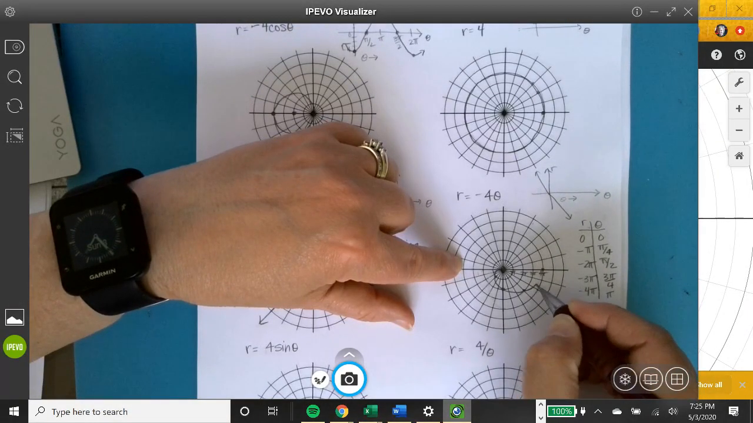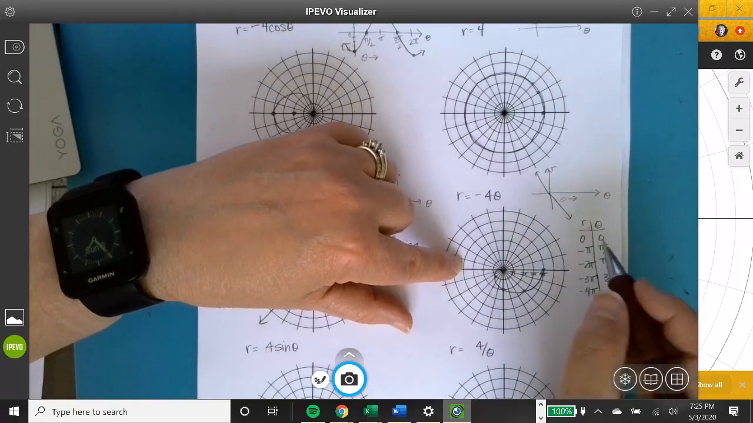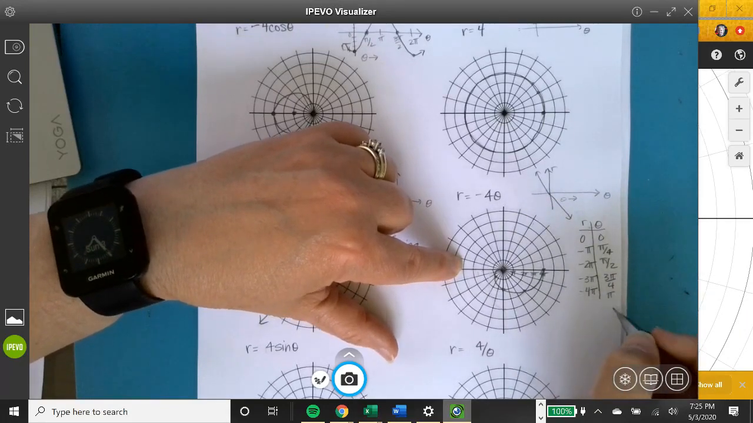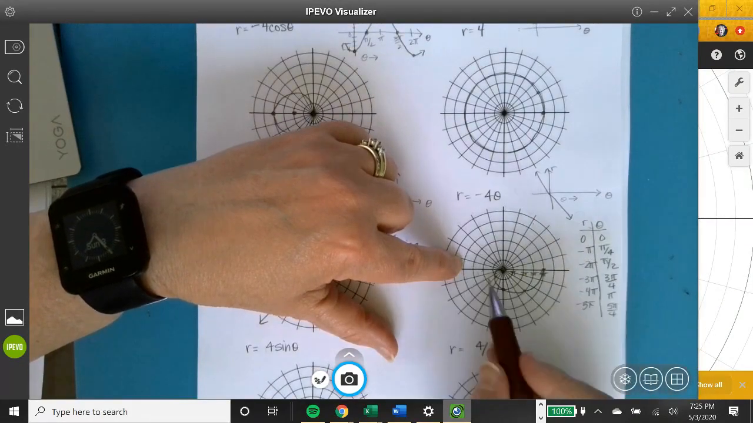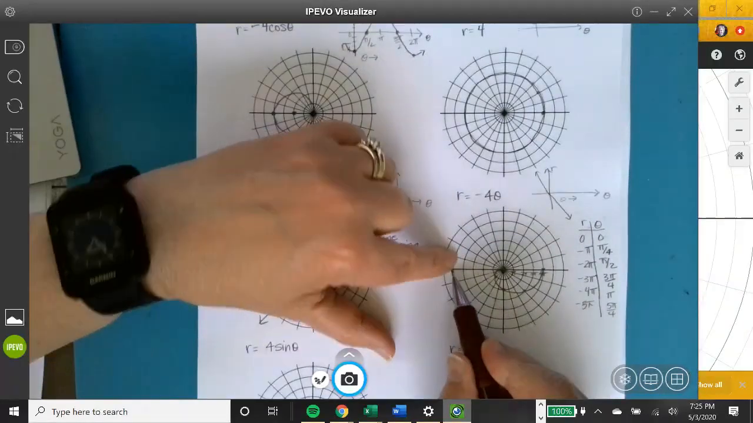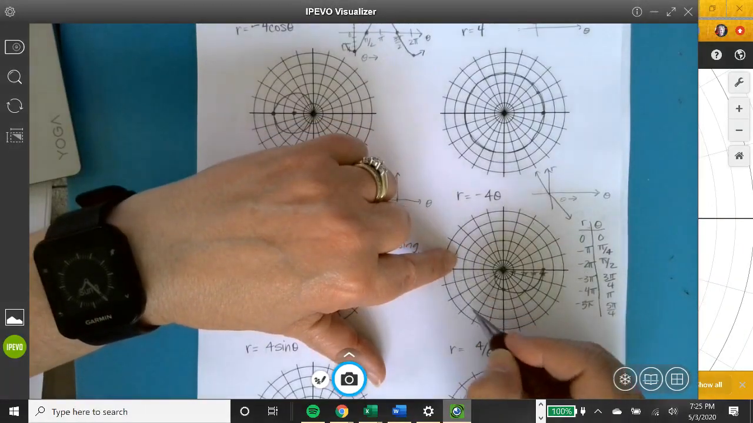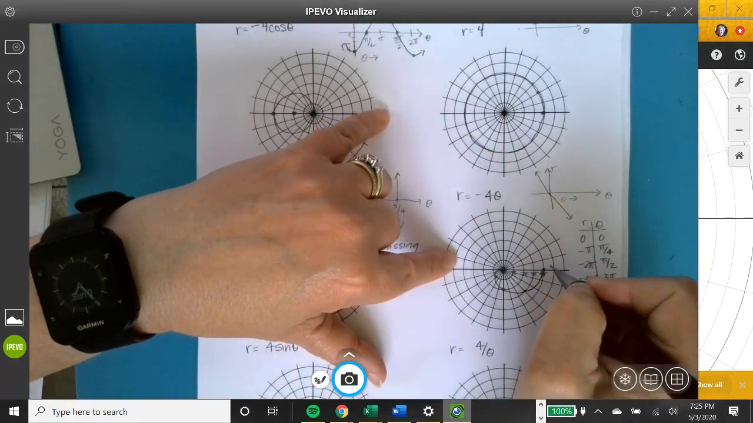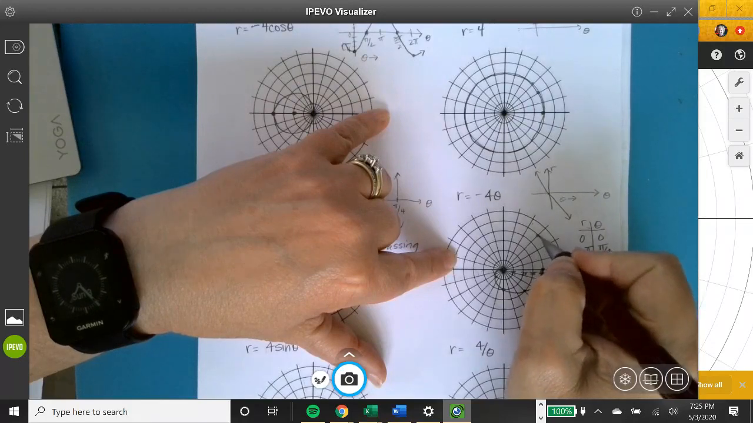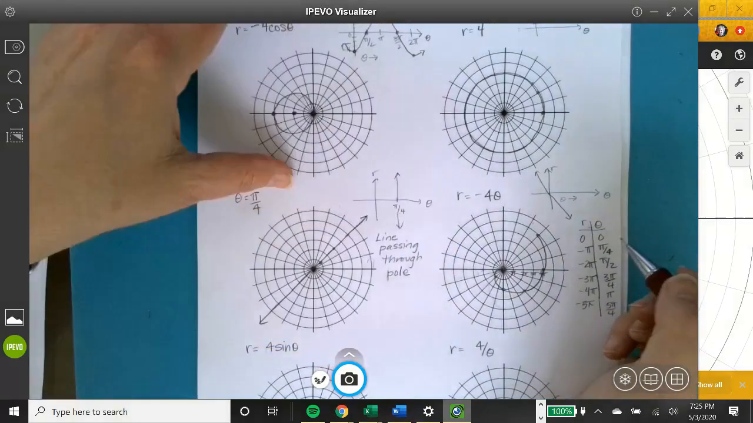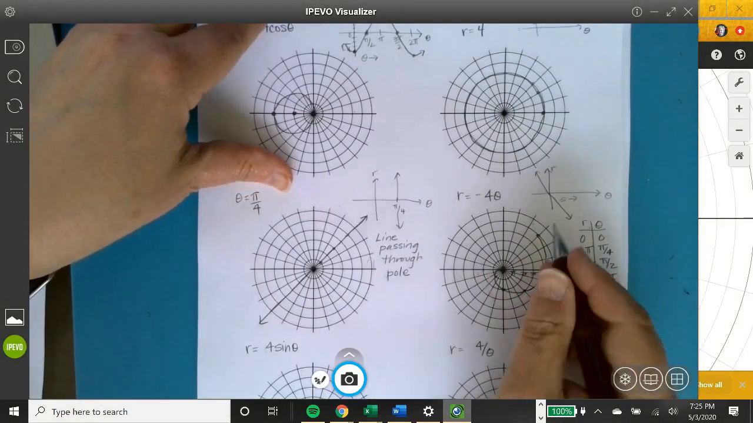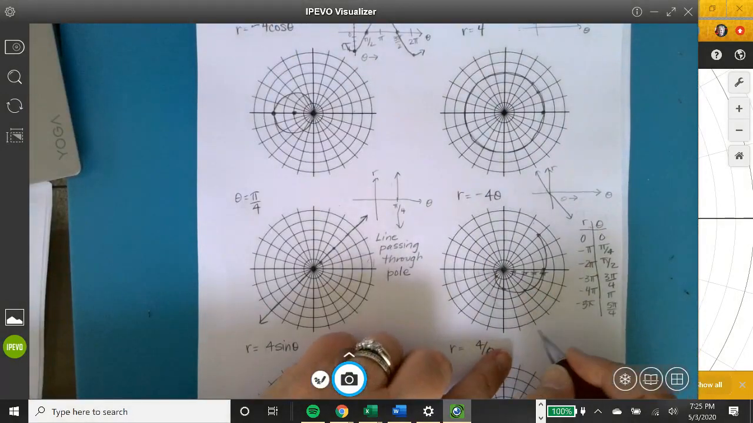What's happening? We're spiraling out of control. And if I went 5 pi over 4, we would get negative 5 pi. So I'm going to go 1, 2, 3, 4, 5. And then I'm going to go 5 pi over 4. So we're going to go all the way around to 5 pi over 4 right here. And so what's happening is I'm spiraling from the pole outward. So this is a spiral.